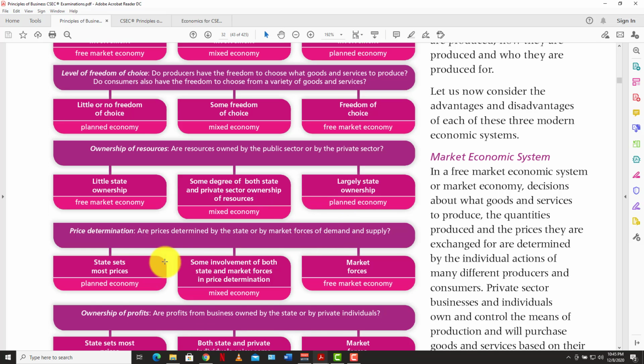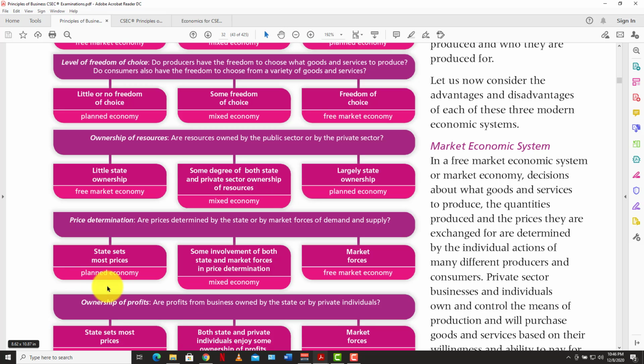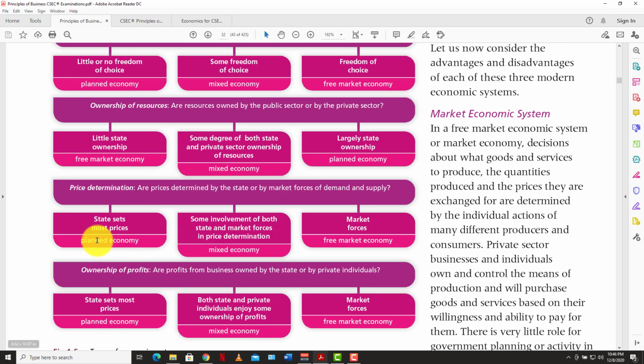As it relates to price determination, the price under the free market is determined by supply and demand, the market forces. So supply and demand determines the price in the free market. For the mixed economy, some involvement of both state and market forces in price determination, because government can intervene and decide to have ceiling price or floor price or some level of price control in the mixed economy. Whereas the private individuals also have a level of autonomy as it relates to pricing. For the plan though, state sets most of the prices. So the government sets most of the prices in the planned economy.